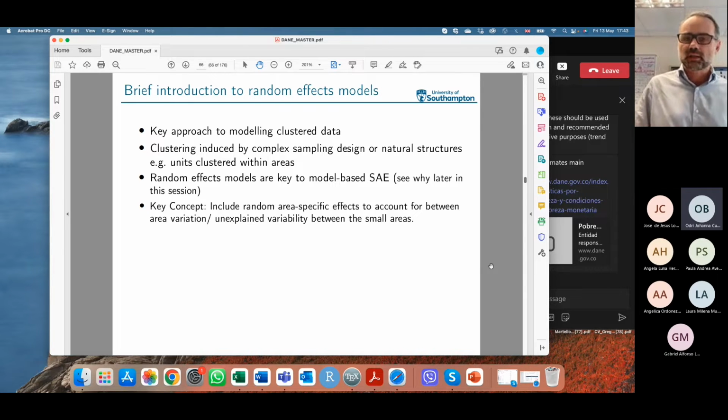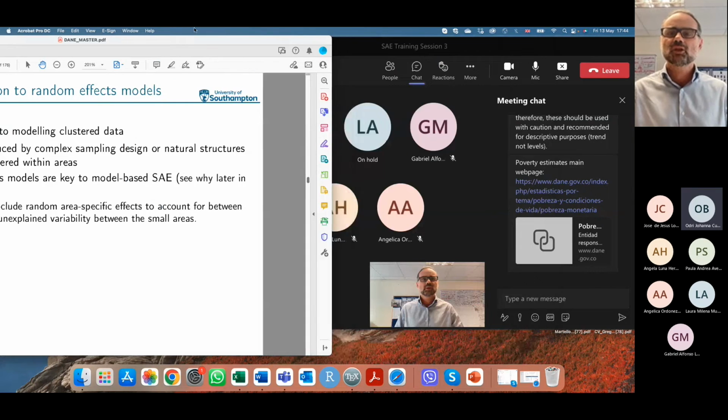I will give you the main modeling tool we're going to use for both area level models and unit level models: random effects models. I don't know how many of you are familiar with random effects. I know that some of you are economists, and random effects may not be something that you use. But can you tell me if you have come across random effects models in your work before? Anyone?